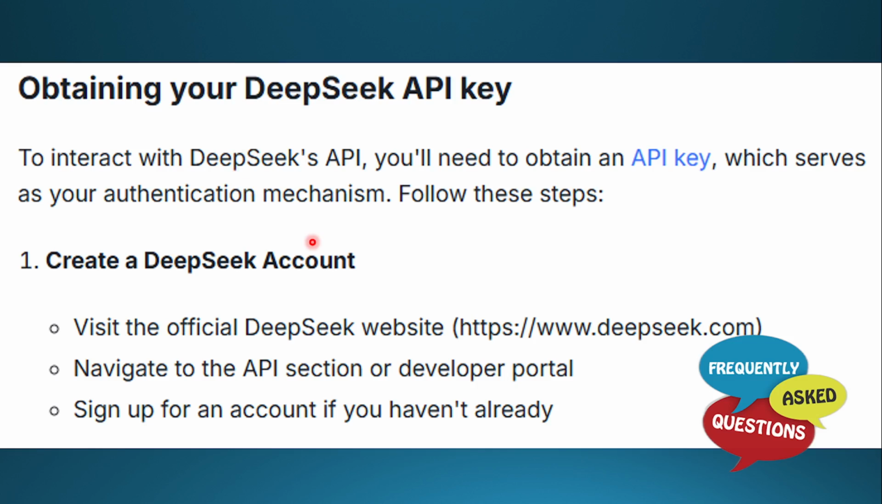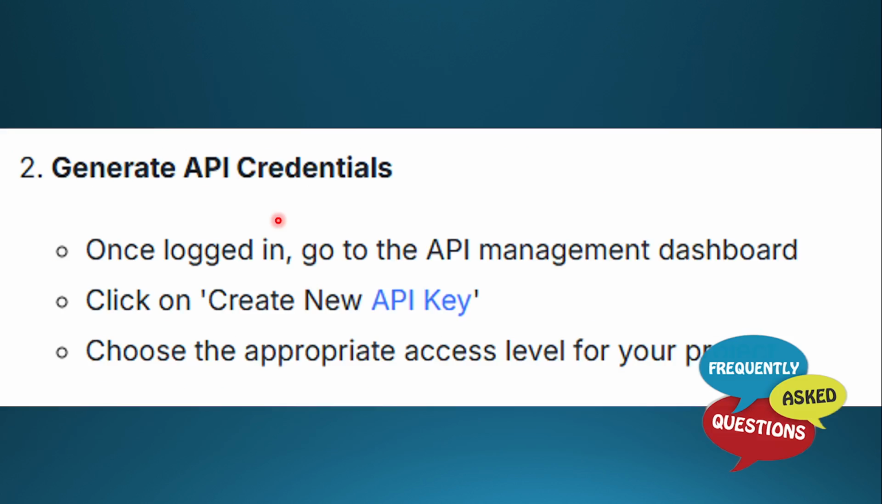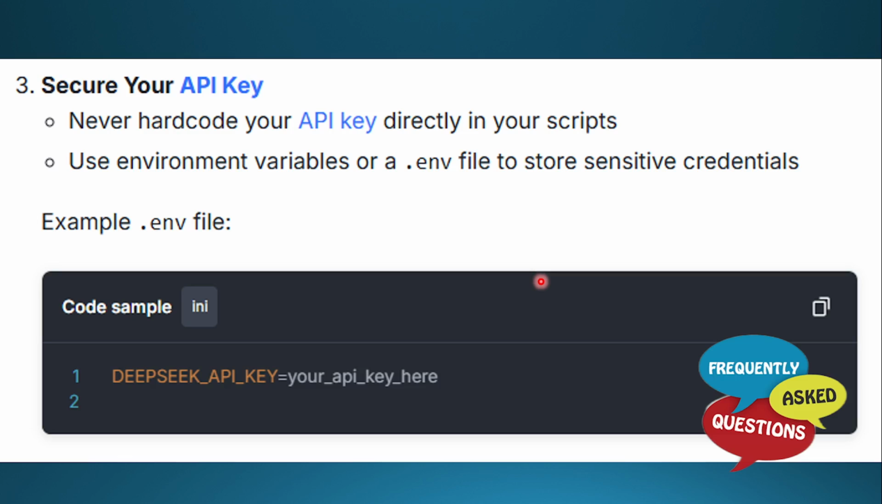And now you need your Deepseek API key. So visit the official website and navigate to the API section. Sign up for an account if you've not done that already. Get your API key. So this is what you do, okay? Go to the API management dashboard. Click on create new API key and then choose the appropriate access level you want to give for your project.